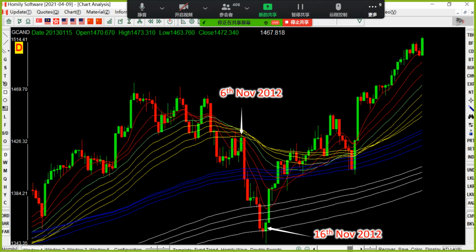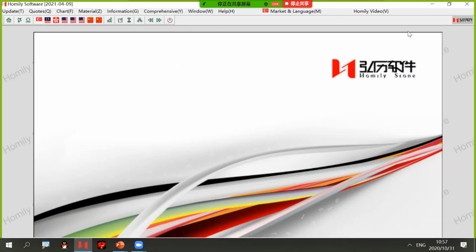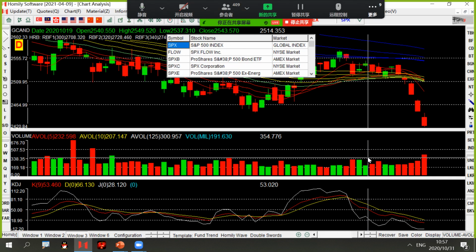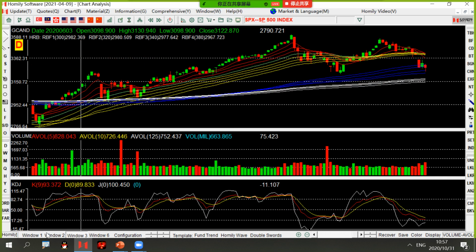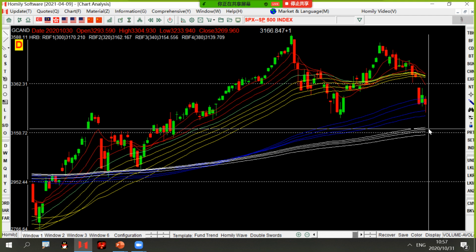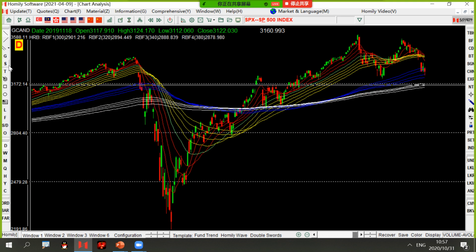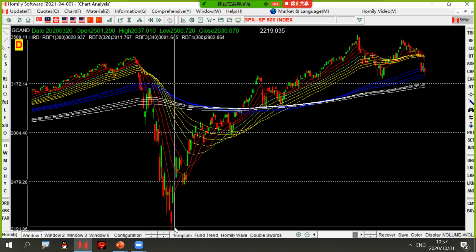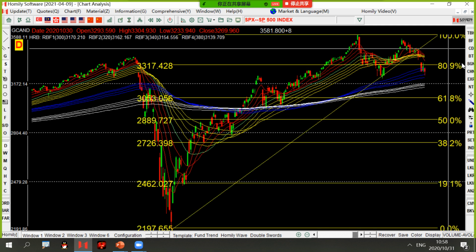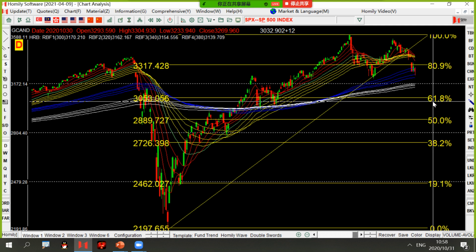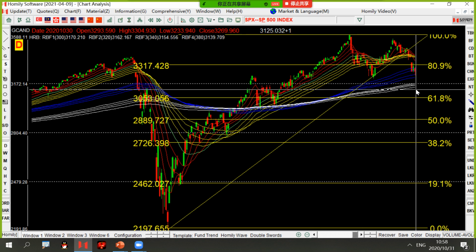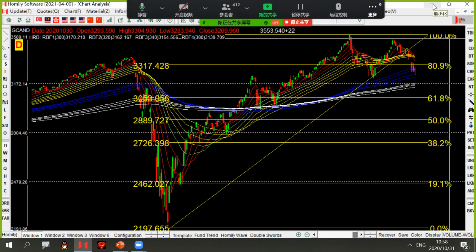So this time we can check the data now for the S&P 500. Now check the rainbow. We have already touched the blue rainbow. Now we are very close to the white rainbow. If you want to do the golden section from late March to the high, we get the percentage levels. The important level is 61.8%, very close to the white rainbow. So I think maybe we also have some potential space.